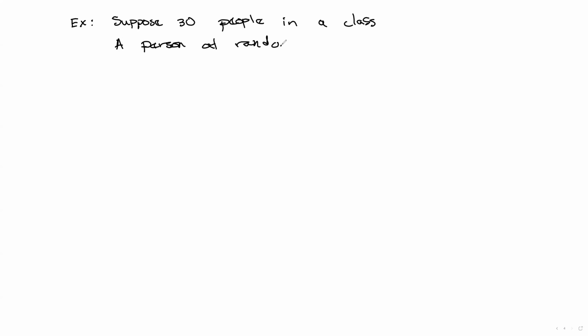All right, there's another example here. Suppose 30 people are in a class and a person at random is selected to win a prize. What is the probability that any single individual wins the prize?